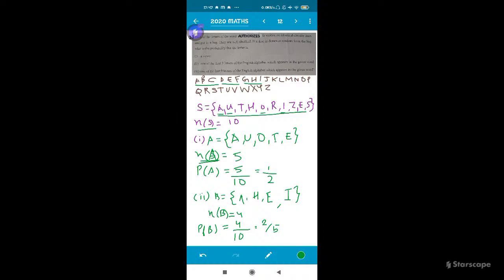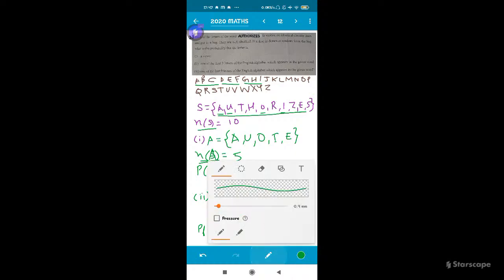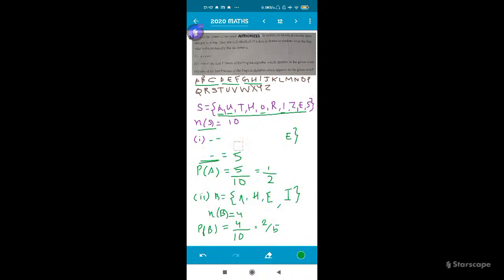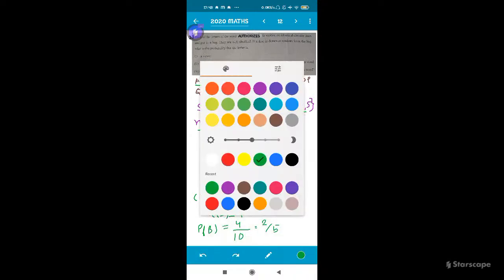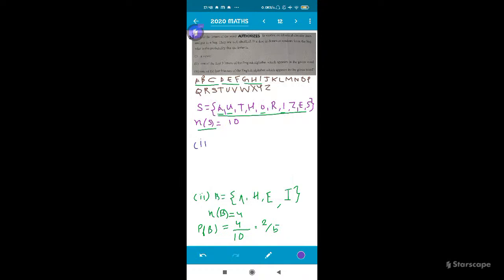Now let's move on to the third question. One of the last 9 letters of the English alphabet which appears in the given word. Let me rub the things above. So now we have to consider the last 9 letters. So what are the last 9 letters? X, Y, Z, U, V, W and R, S, T. So out of these 9 letters which are present in our sample space, let us see. So let me take this set as C.